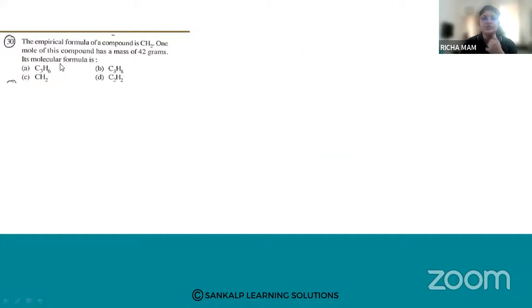Let us go for the next one. The empirical formula of a compound is CH2. 1 mole of this compound has a mass of 42 grams. Its molecular formula is? So the empirical formula is given, which is CH2. Then the molecular mass of the compound is given, and the molecular mass of the compound is 42.